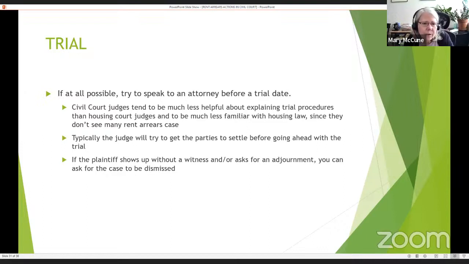As I also mentioned before, typically the judges don't want to do the trial. It takes a lot of time. They have to write a decision. That takes even more time. So they will try to get the parties to settle before going ahead with the trial. And if the landlord shows up and has no witnesses or asks for an adjournment, you can ask for the case to be dismissed. If they're not ready for trial, the case can be dismissed. Sometimes the judge will specify that they can bring the case back, but sometimes they'll dismiss it and say the case is permanently over.